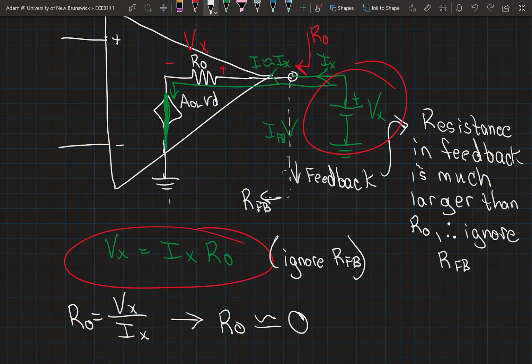Next class we'll have a look at another op amp configuration, and that will be a differential amplifier.